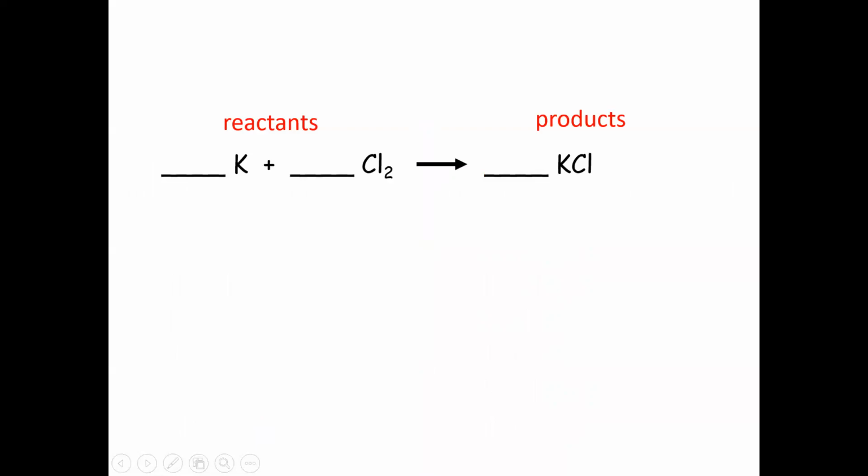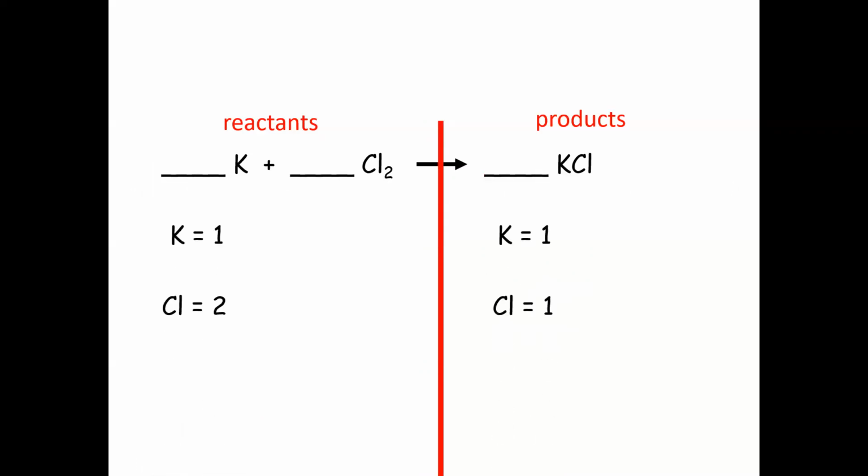Okay, so the next one then. Potassium plus chlorine gives you potassium chloride. Again, separate your reactants from your products, complete your tally. Now to make sure that the number of chlorines balance on both sides, you could put a coefficient 2 in front of potassium chloride.